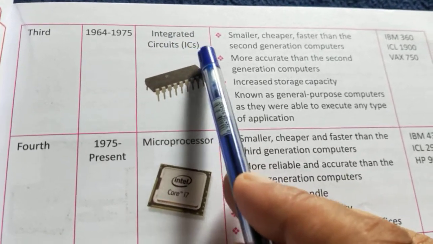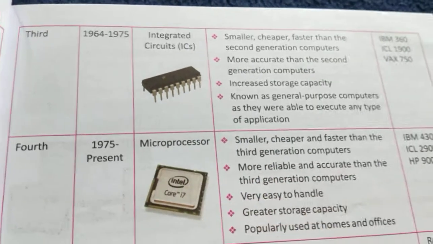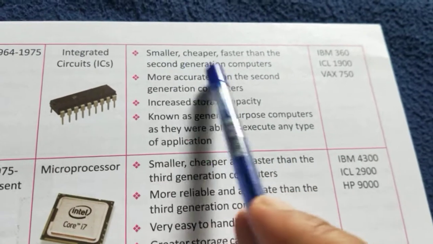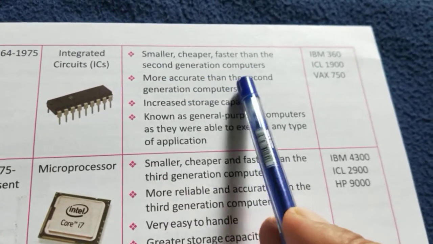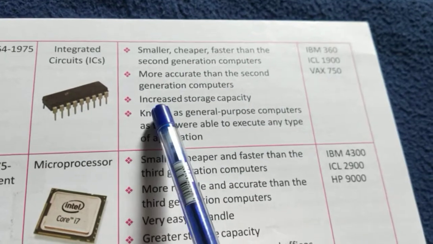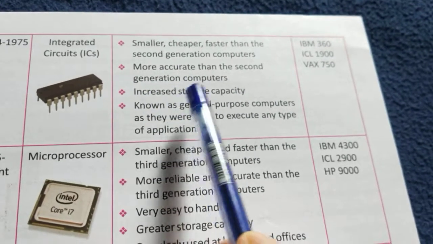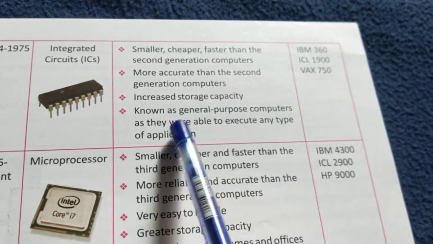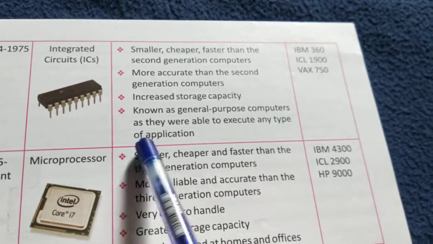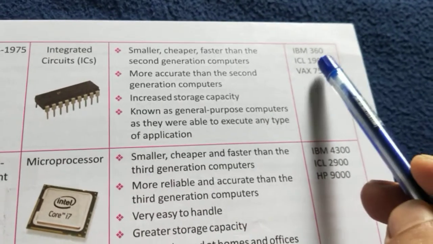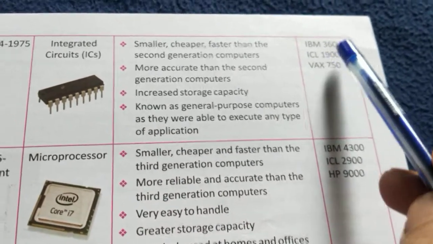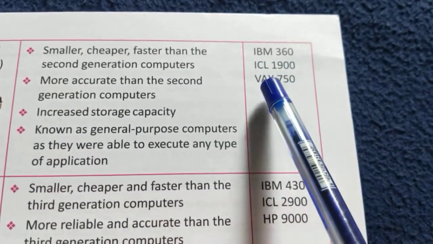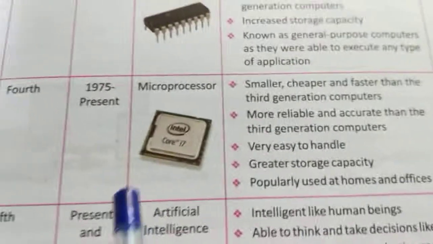Now the third generation, which is from 1964 to 1975, and the technology used is integrated circuits, also known as ICs. The features are smaller, cheaper, faster than the second generation computers, more accurate than the second generation computers, with increased storage capacity, known as general purpose computers, as they were able to execute any type of application. The examples are IBM 360, ICL 1900, VAX 750.